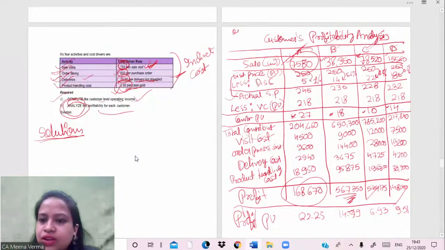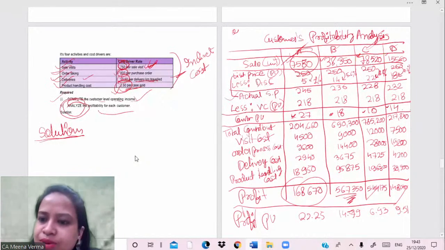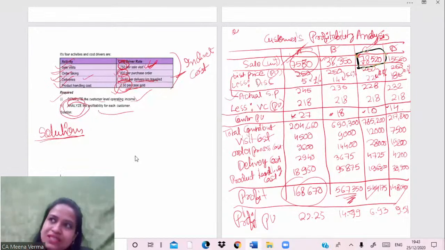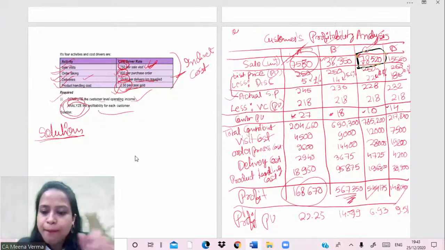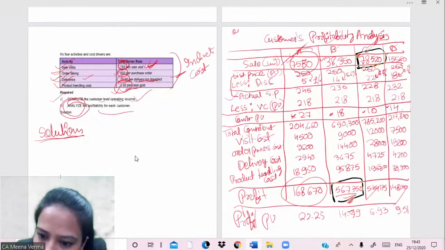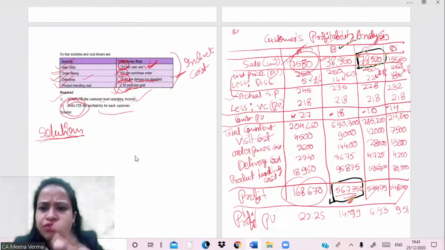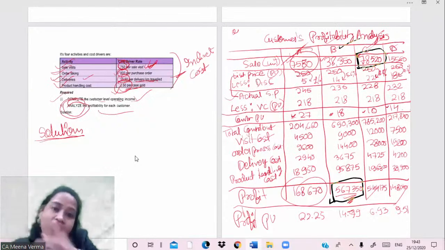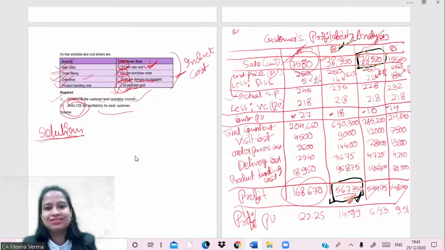If you can see here, you are selling the maximum units to C. I hope you can see here the maximum units you are selling to C. So it means if you are selling the maximum units to any customer, you should earn the maximum profit from them. But you are earning maximum profit from whom? B. And here you are selling almost half of this value. Though you are selling almost half of the value, still the profit for customer B is more than C.